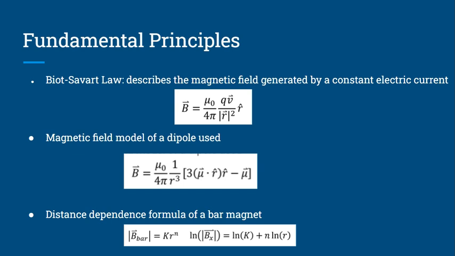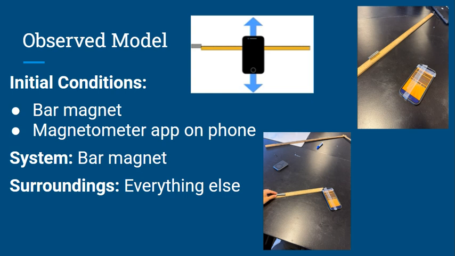So some fundamental principles that we are using here: we're using the Biot-Savart law, which describes the magnetic field generated by a constant electric current, and then the magnetic field model of a dipole that is used at any location, and then the distance dependence formula of a bar magnet, which we then linearized using Ln. Now for the observed model, we have the initial conditions with the bar magnet and the magnetometer app on the phone, and then the system is the bar magnet, and the surroundings are everything else.